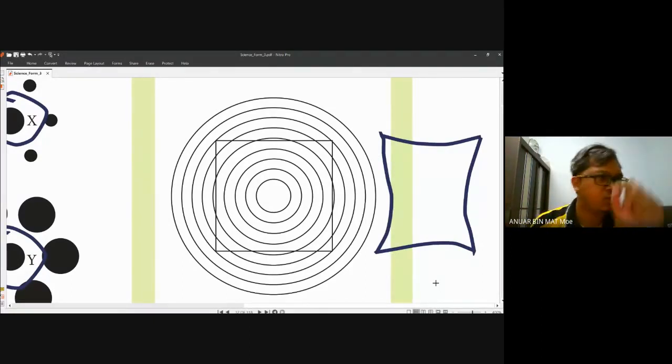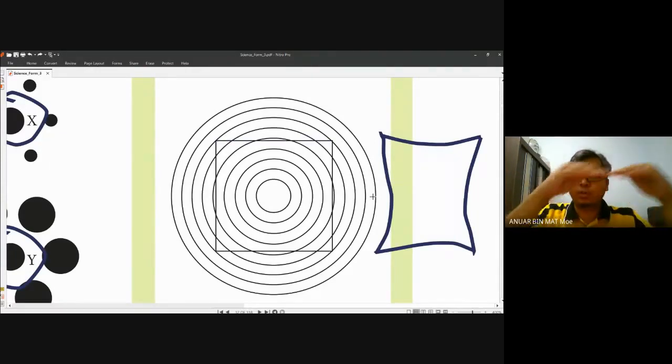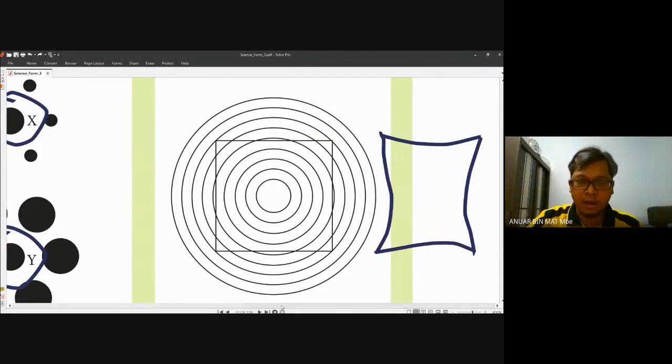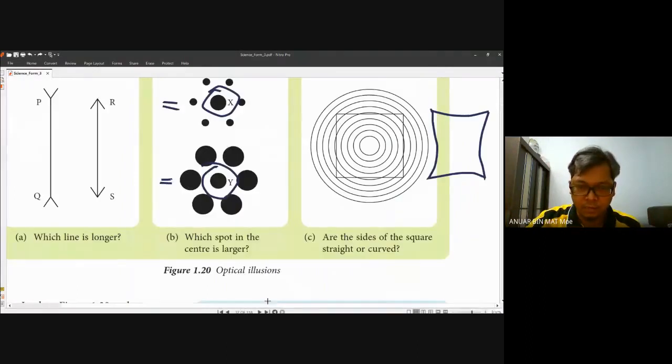If you don't believe me, take a ruler and measure inside your textbook. Actually, the square here is a very straight line. But because of the circles surrounding it, it looks like the square is bending. This is an example of an optical illusion.